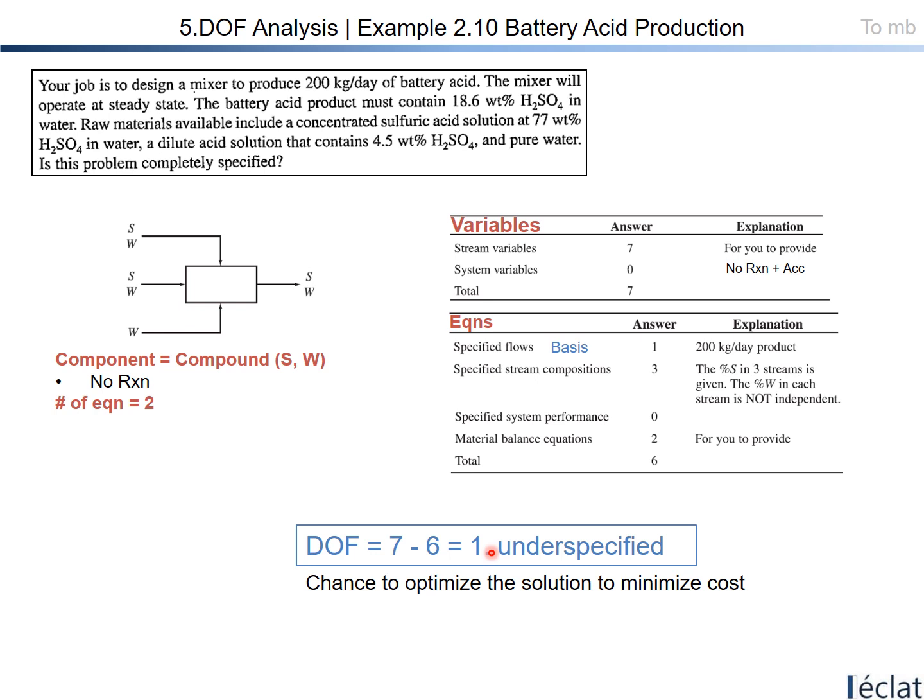So you can say this problem is under specified. I mean you have one more freedom. So you could fix one more restrict. It is a kind of the chance to optimize the solution to minimize cost. For example, you can fix the flow rate of pure water.